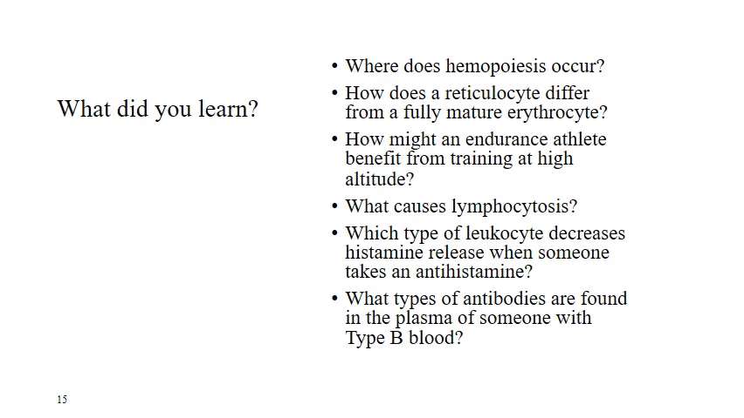And then how might an endurance athlete benefit from training at high altitude? It stimulates erythropoietin, or EPO, the hormone which controls erythropoiesis, and thus this increases blood's oxygen carrying capacity and viscosity. So what causes lymphocytosis? It's caused by viral infections, chronic bacterial infections, leukemia, and multiple myeloma. And which type of leukocyte decreases histamine release when someone takes an antihistamine? That's going to be our basophils. And then what types of antibodies are found in the plasma of someone with type B blood? That's going to be anti-A antibodies in their plasma.